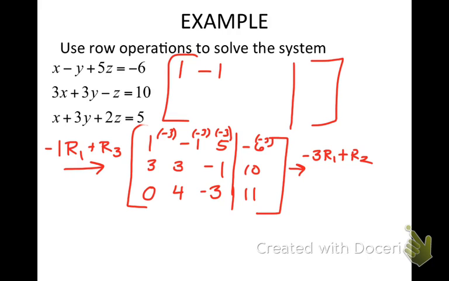So row 1's staying the same: 1, -1, 5, -6. Now row 2's changing. -3 times 1 is -3, plus 3 is 0. 3 plus 3 is 6. -15 and a -1 is -16. 18 and 10 is 28. Row 3 did not change: 4, -3, 11. Okay.